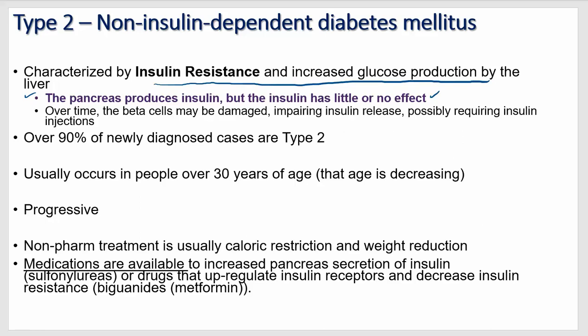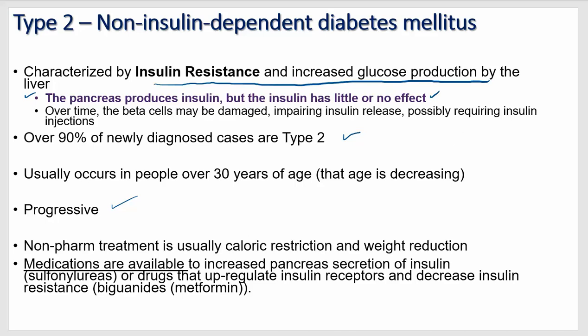Okay, so over 90% of newly diagnosed cases are type 2, and we already saw that 95% of cases overall are type 2. It usually occurs in people over 30 years of age, but that age is decreasing. Now there are sometimes teenagers who are diagnosed with type 2 diabetes. It is generally considered progressive, not something that you recover from. However, non-pharmacological treatment is usually caloric restriction and weight reduction, and that can help reduce the need for medications.